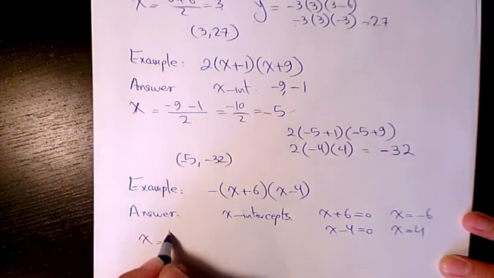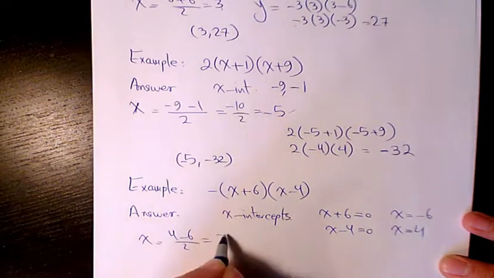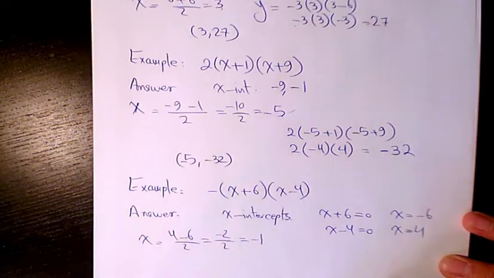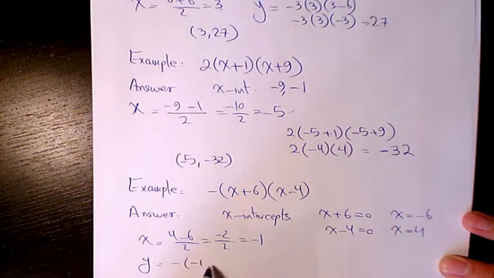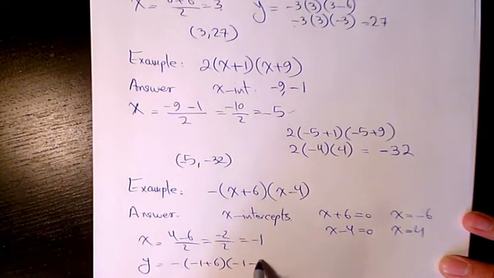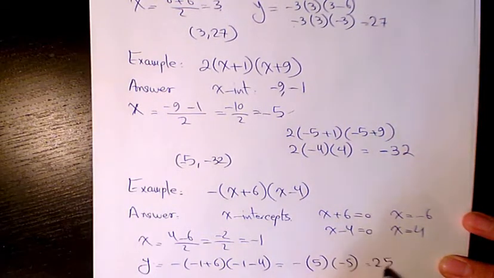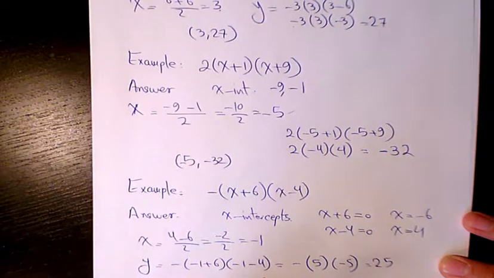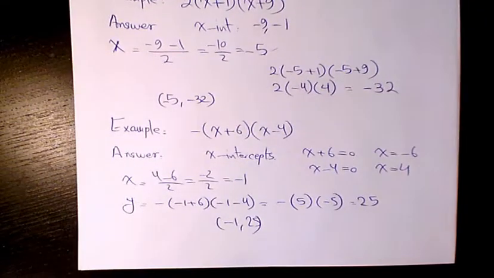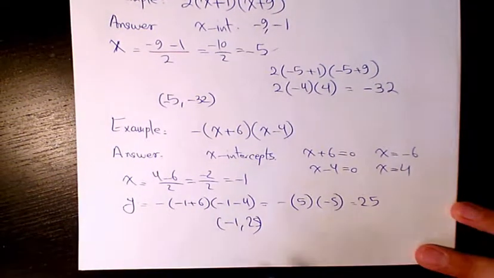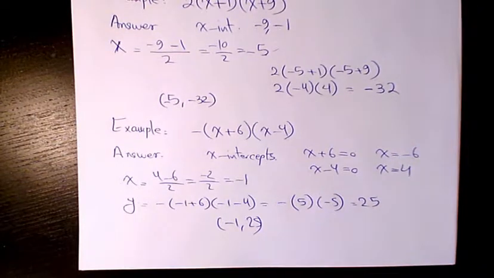So the average will be 4 minus 6 divided by 2, which is negative 2 divided by 2, negative 1. So y will be, you just sub it there, negative 1 plus 6 times negative 1 minus 4. That's going to be positive 5 and negative 5. That will make it 25. So we have negative 1 and positive 25. That's the vertex point. That's how we find the vertex point for quadratic equations in factored form.